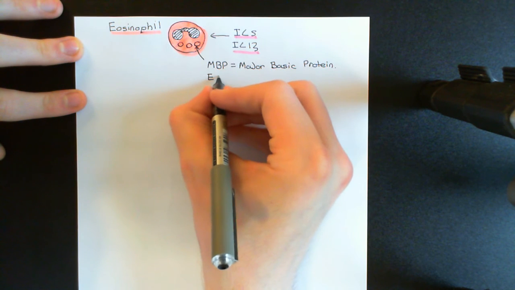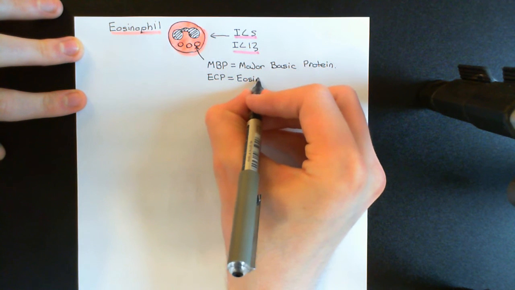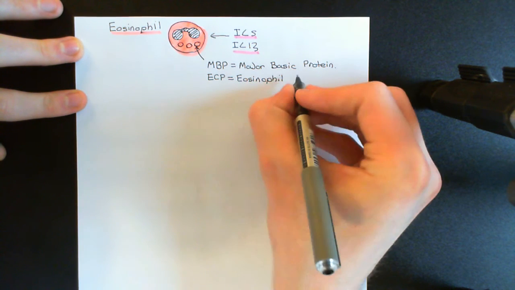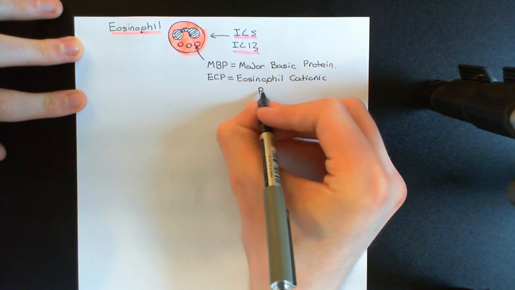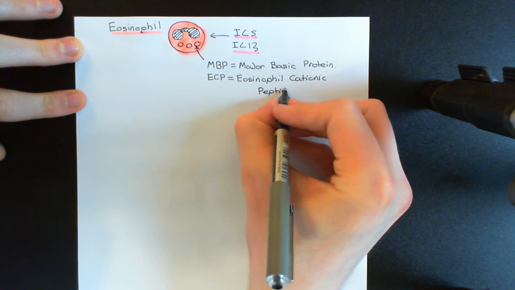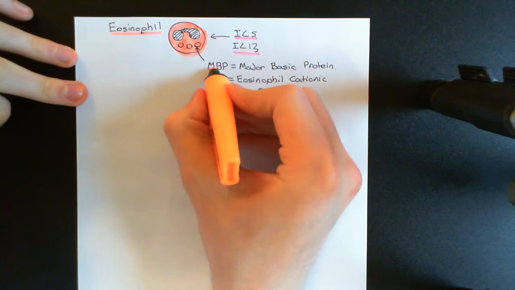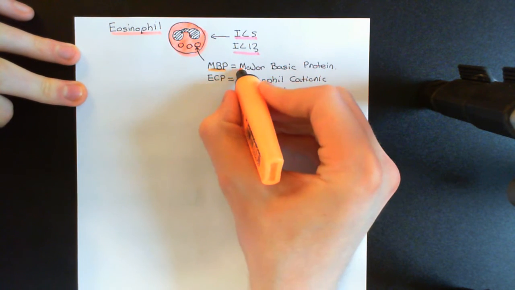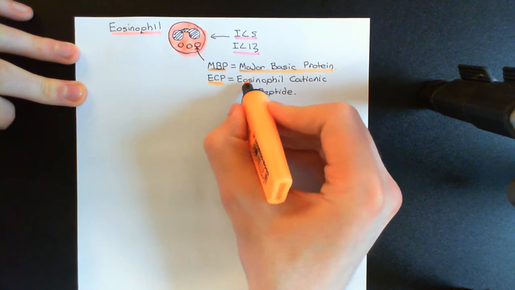Another notable example is ECP, which stands for eosinophil cationic peptide. These are horrible proteins that will be released onto the surface of the multicellular pathogen and will just kill cells. They're very cytotoxic, including to our own cells. This is why this is a very dangerous cell type: it has these extremely dangerous molecules, and it has to have permission from the adaptive immune response before we can actually use this cell against a pathogen.